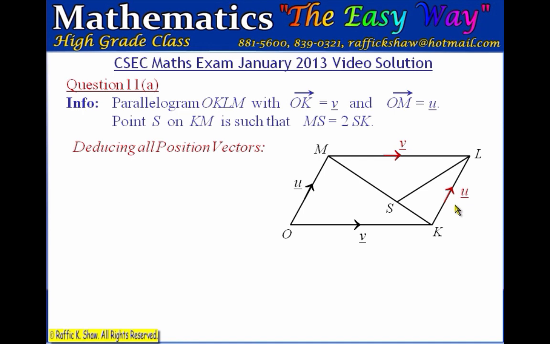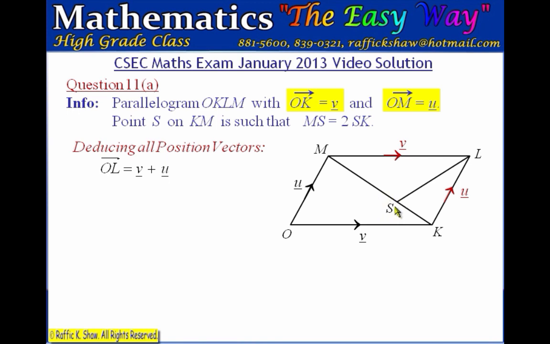In terms of identifying the position vectors we have and the ones that we want, we were given the position vector of K, that's OK, as V, and the position vector of M, vector OM, as U. Based on this parallelogram we can deduce the position vector of L, because to go from O to L we would go OK plus KL, and so we have V plus U. That is, OL is equal to V plus U. And so now we only need to find the position vector of S.